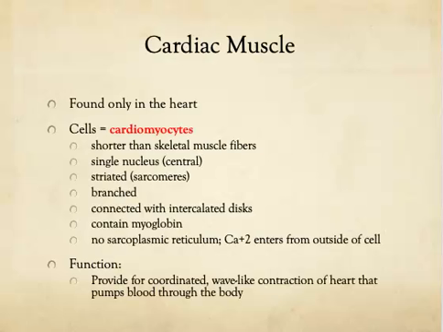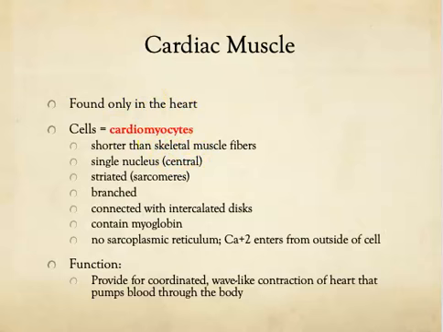But now I want to move forward and talk for just a couple minutes about the two other kinds of muscle cells that we find in the human body: cardiac muscle and smooth muscle. Cardiac muscle, like the name suggests, is found only in the heart. The cells that make up cardiac muscle can be called cardiac muscle fibers, but they're also known as cardiomyocytes, heart muscle cells.